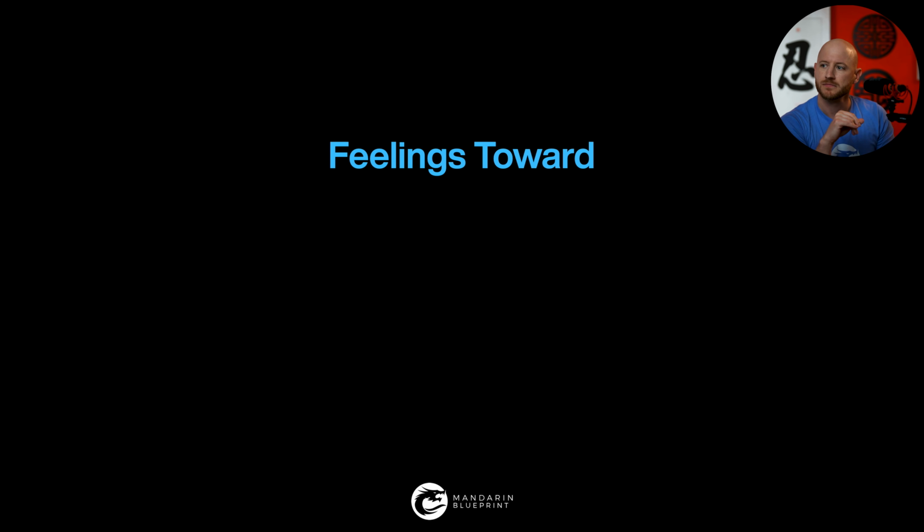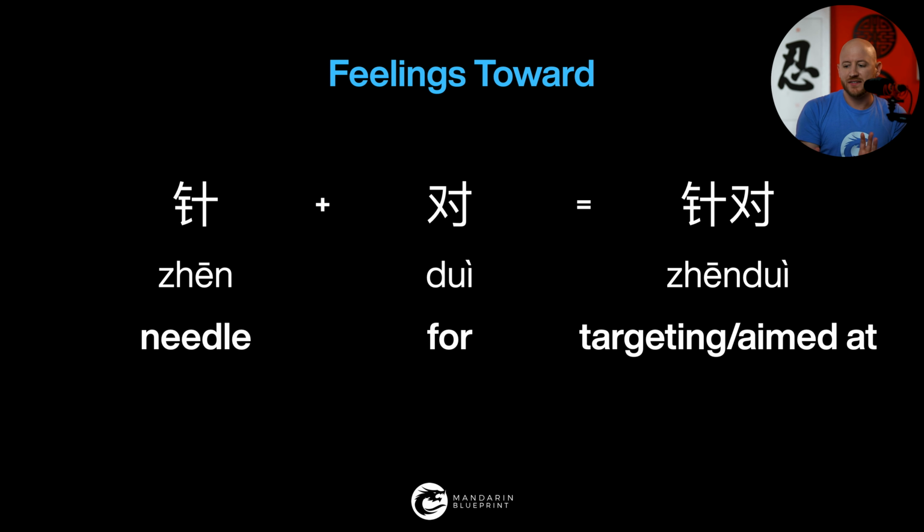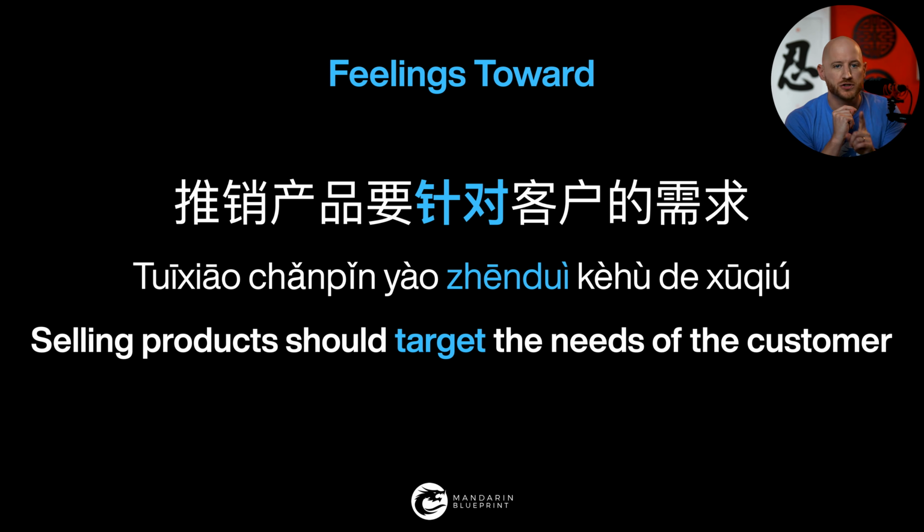Why not? Now, 针对, I love this word because it literally means needle for, and so this is a way of getting even clearer about something being targeted at something else. 针对, aimed at. And so again, we're still dealing with towards, but it's a little bit more targeted. It's targeted like a needle. So how about this one? 推销产品要针对客户的需求. Selling products should target the needs of the customers. Like a needle, look towards the needs of the customer. Pretty cool, right? And then you can have your luck selling products. And so, yeah, that's 针对 for you.